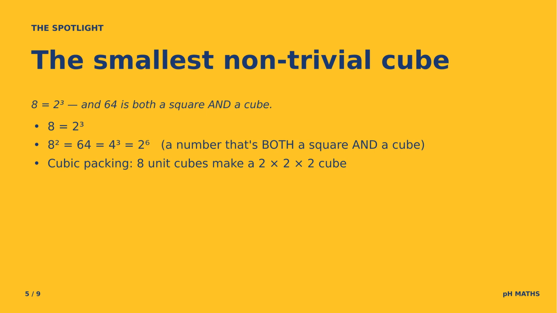The smallest non-trivial cube. 8 equals 2 cubed, which makes it the smallest natural number, other than 1, that's a perfect cube. But here's the magic. 8 squared is 64, and 64 is also 4 cubed, and 2 to the 6. So 64 is simultaneously a square, 8 squared, and a cube, 4 cubed. It's the smallest natural number to be both. Spot 64 in a question and you've got multiple cancellation routes.